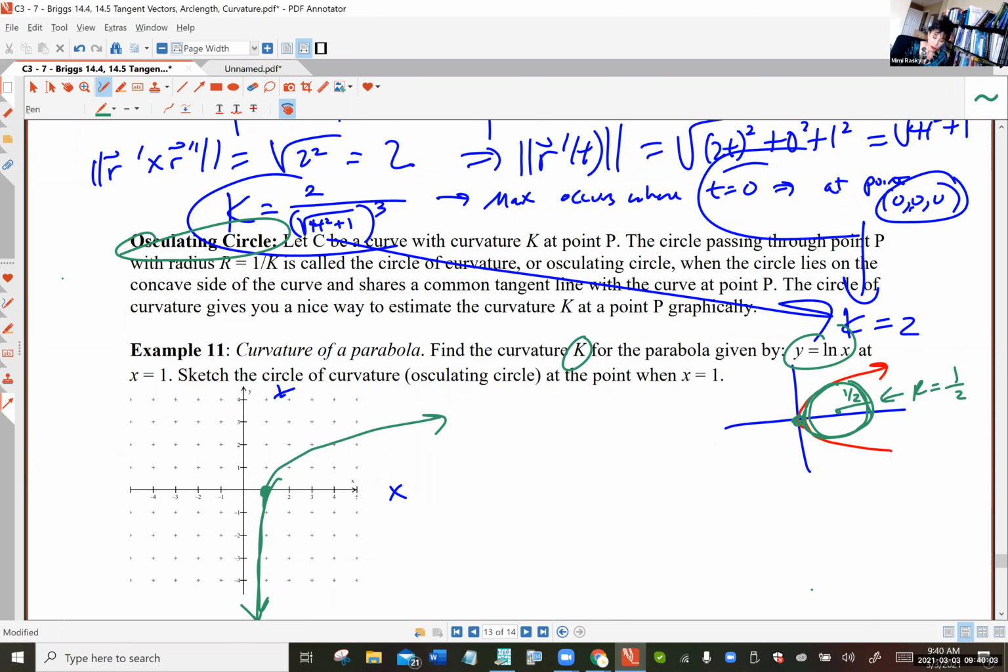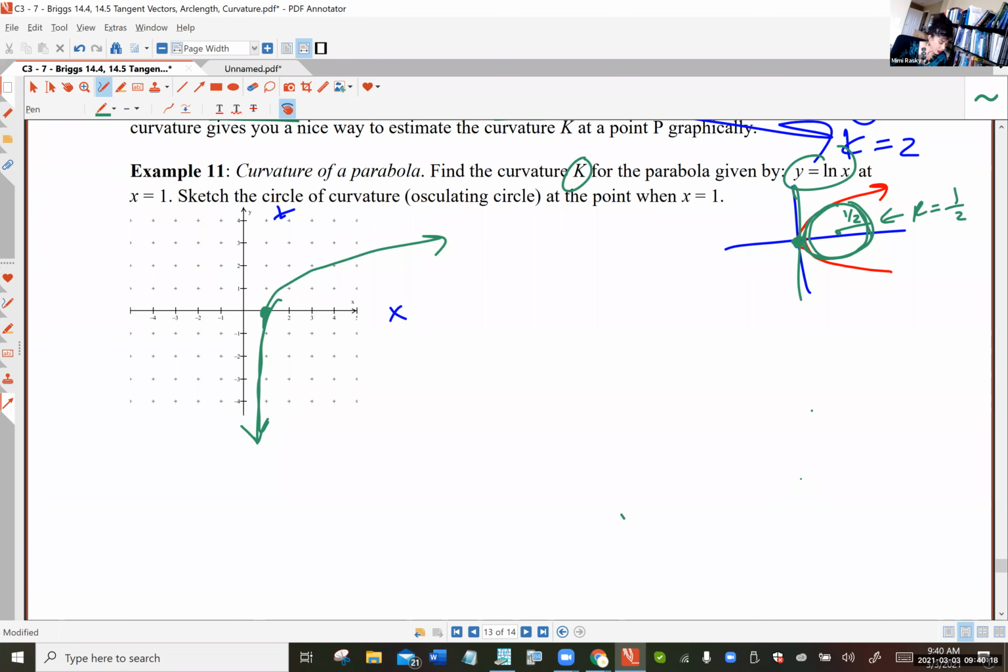Curvature. Okay. So this osculating circle, we're going to do another one in the next problem. It's a circle passing through your point with a radius that's 1/k that fits in on the concave side of your curve. I like to think of it as snuggling in there, sharing a common tangent line with your curve at the point where it's snuggling. So what we're going to try to do with this y equals ln of x curve is snuggle a circle in here, right here. That's our goal. That's going to be that osculating circle.